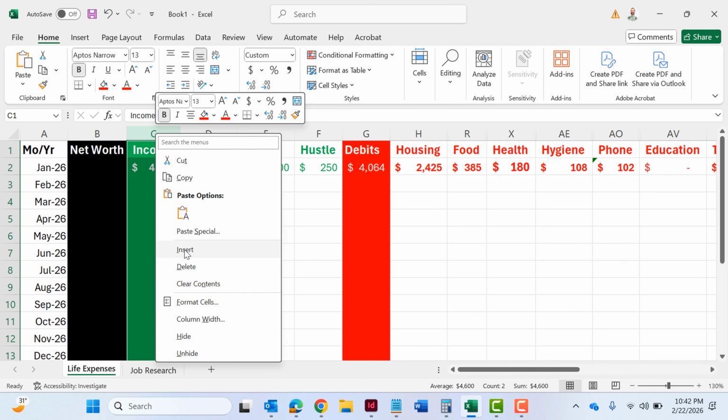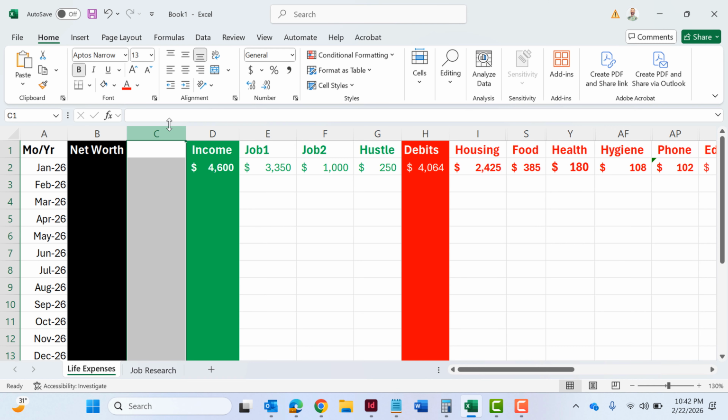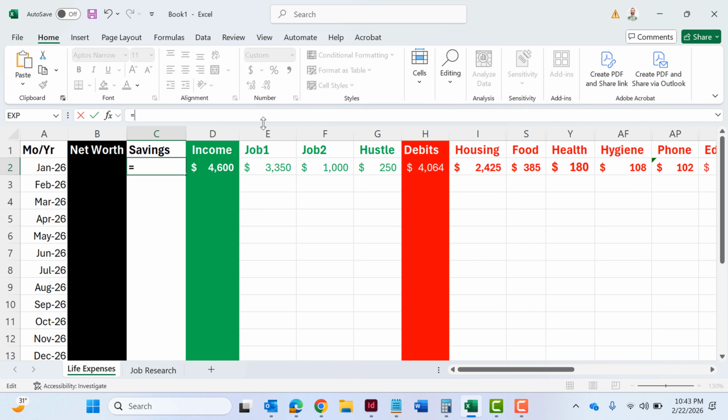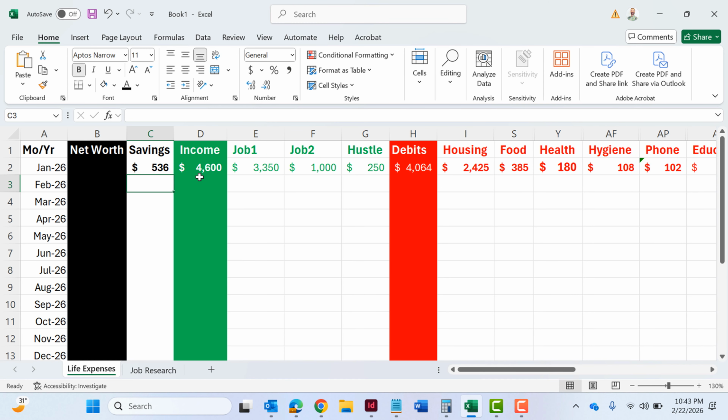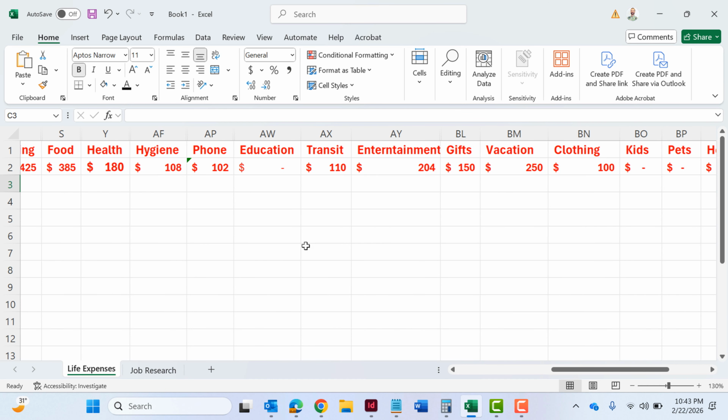So why don't we add a new column, take away this black background to make it white, and we can do black, and we can call this savings. Now the savings each month should be equal to income minus debts or debits. So in this case, we can say savings is equal to D2 minus H2. Hit enter. We can see we have $536 left over from January 2026. We're going to put that somewhere, but first, let's talk about COLA.